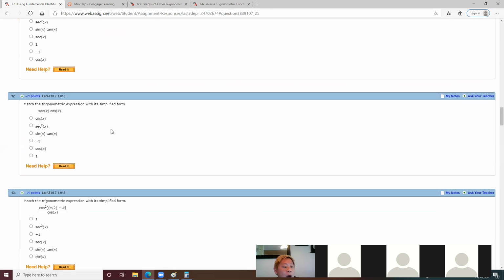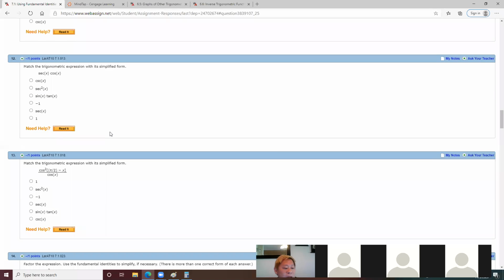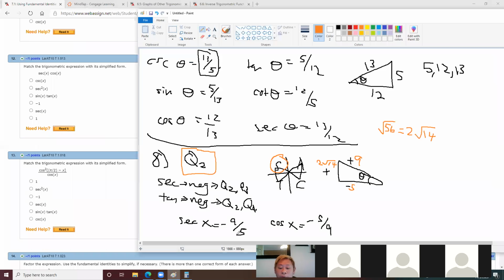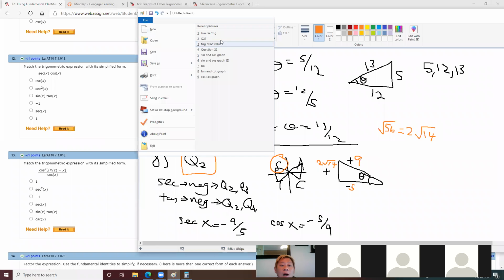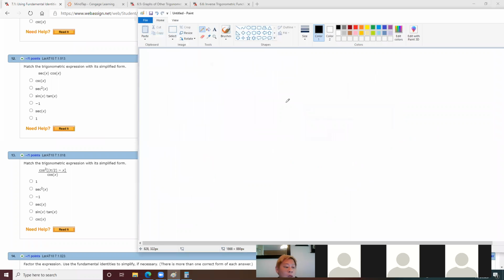Okay. Some of these are pretty much mix and match. So, for example, question like number 12. Can someone tell me what secant x times cosine x is? This is where you start to prove identities in the next section. Yep, 7.2 is where you start to prove identities. That is difficult.